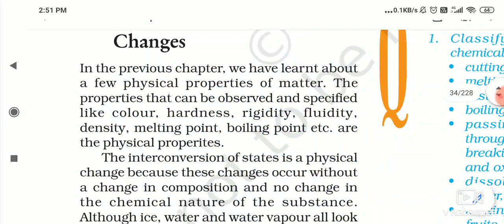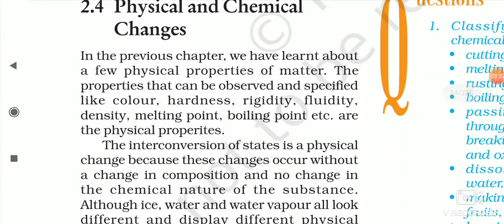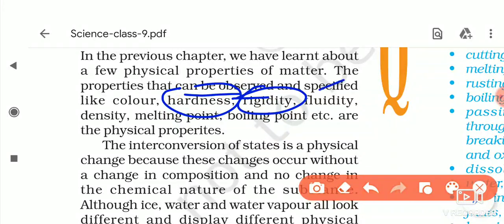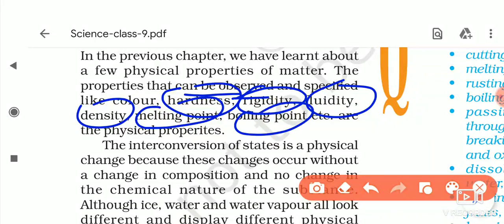We can observe the physical property without changing the chemical nature. For example, we can observe hardness, rigidity, fluidity, density, melting point, boiling point, but without changing the chemical nature, that is physical property.